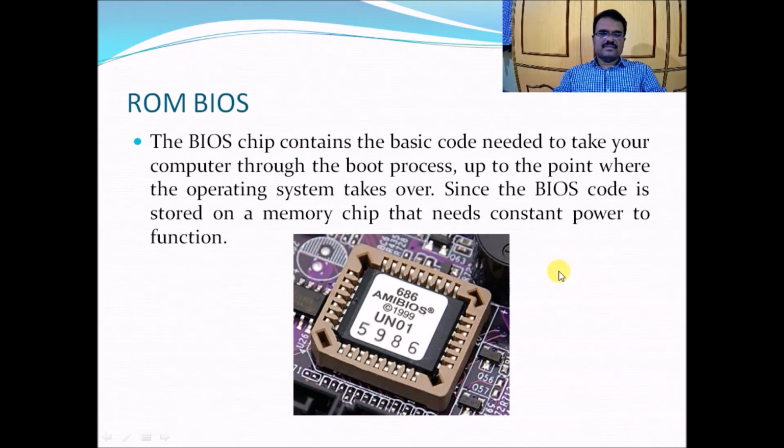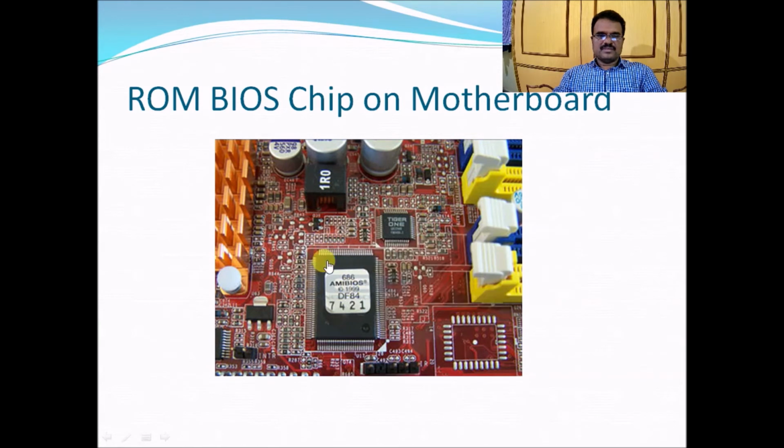ROM BIOS. So read-only memory basic input-output system. The BIOS chip contains the basic code needed to take the computer through the boot process up to the point where the operating system takes over. Since the BIOS code is stored on a memory chip that needs constant power to function, this is the BIOS chip on the motherboard. So this is another picture showing the ROM BIOS on the motherboard.